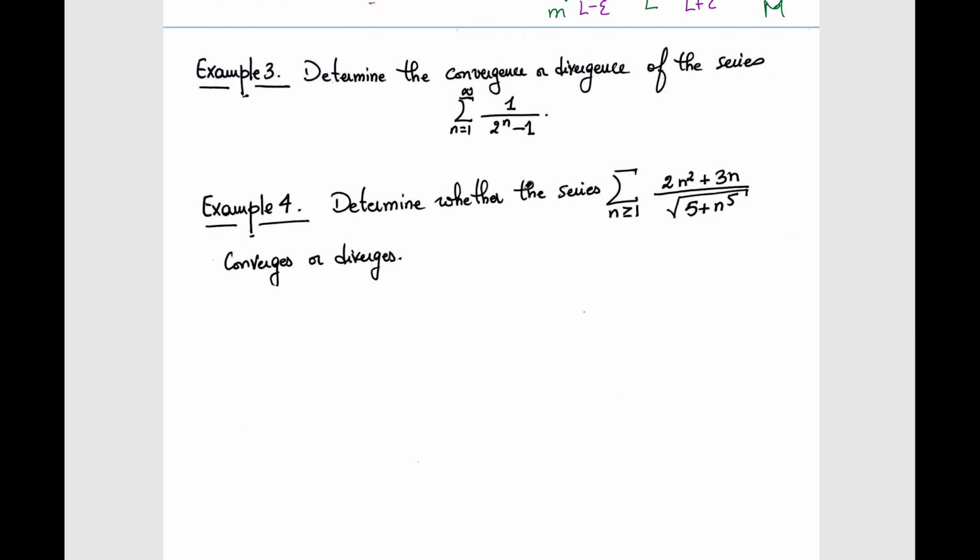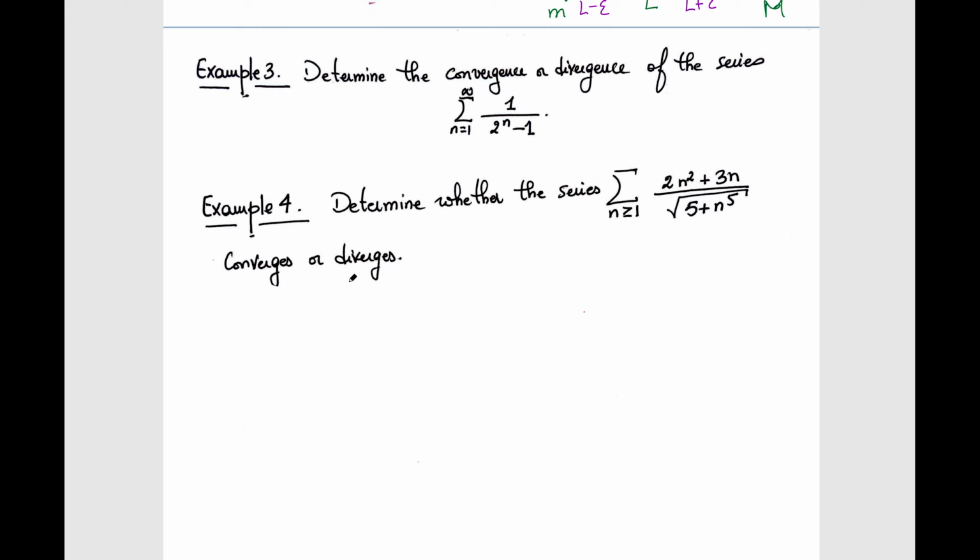Let's read example 3. Determine the convergence or divergence of the series whose terms are 1 over 2 to the power n minus 1. Well, first observe that for n bigger than or equal to 1, this guy downstairs is always positive, right? The least it gets is 1, and hence the whole thing is going to be positive because upstairs is positive. So this is a series whose terms are positive, correct?